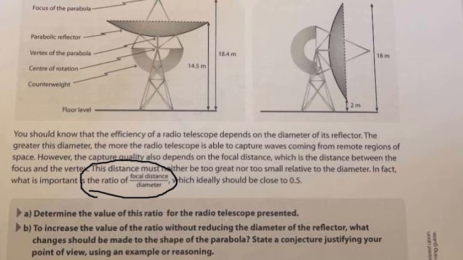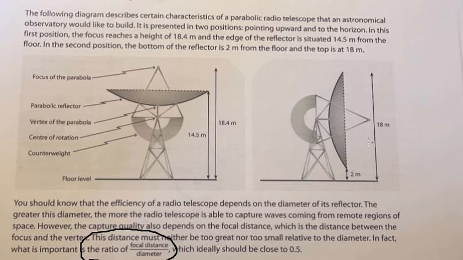For the radio telescope presented, we need to find the diameter and focal distance in here. To find the diameter of this radar, we need to use this 18 minus number 2. So the diameter of this radar, you got 18 minus 2, you got about 16 meters.